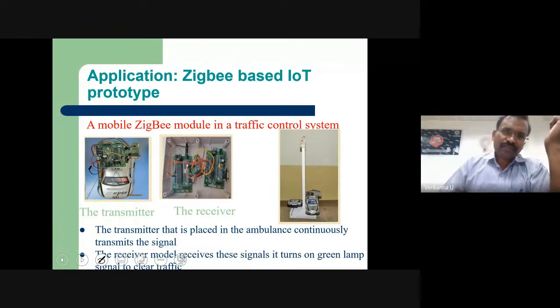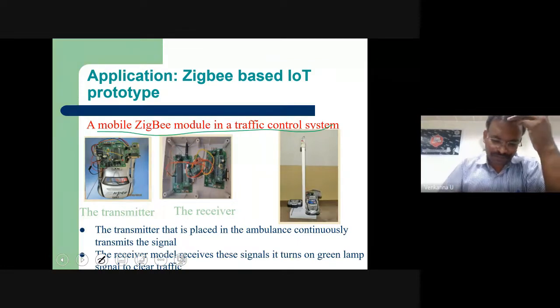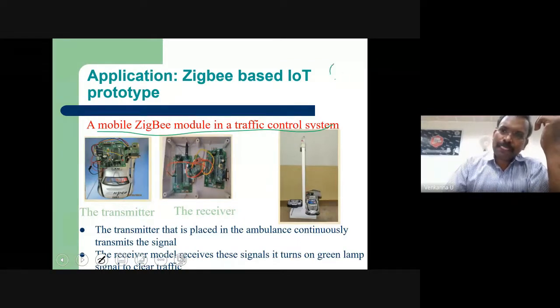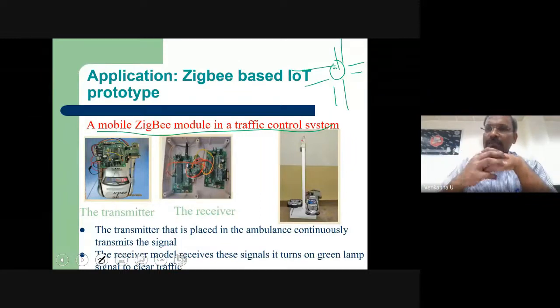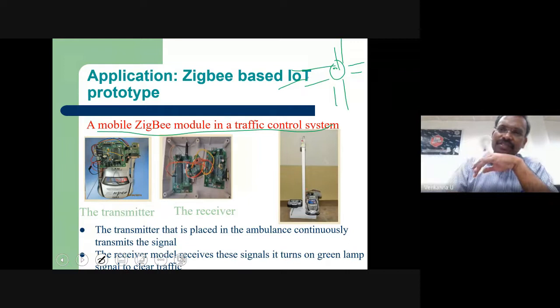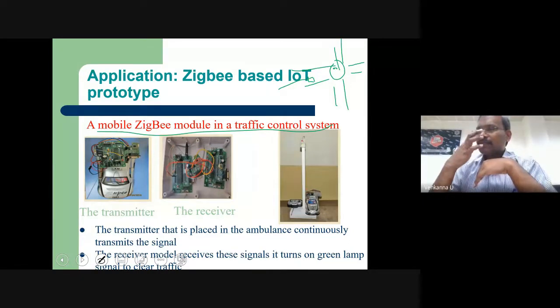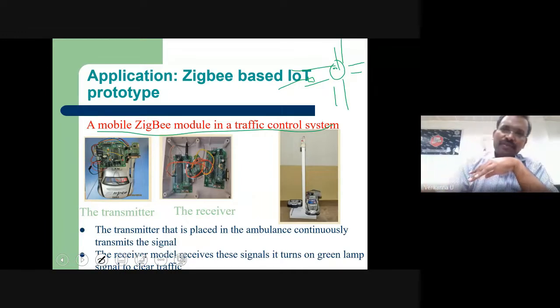What they did was a Zigbee-based mobile Zigbee module. In the current scenario, there is a traffic signal with four ways located. In a particular way, some ambulance is traveling and they are applying the siren. The moment they apply the siren, on humanitarian grounds, if you are going on a two-wheeler or a four-wheeler, you give a sign.